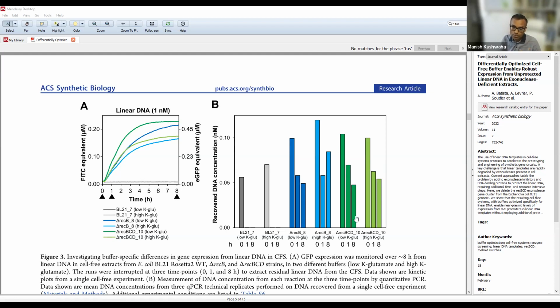where they were doing in vitro studies where they would express the RNA polymerase from E. coli, and then they would change the buffer composition, and they found that when you have a high K glutamate, in fact, the native RNA polymerase from E. coli is destabilized, and we think that explains why we get lower expression when you increase the K glutamate concentration. So I will stop this share and I will go back to the original presentation.